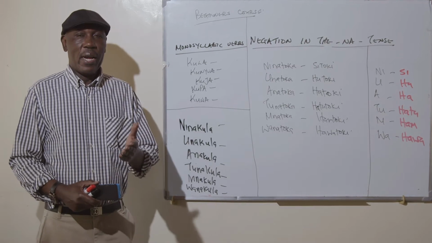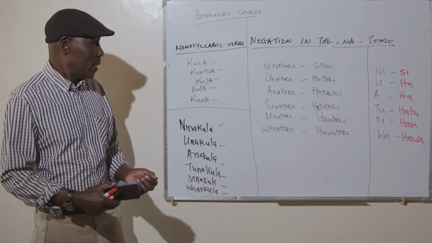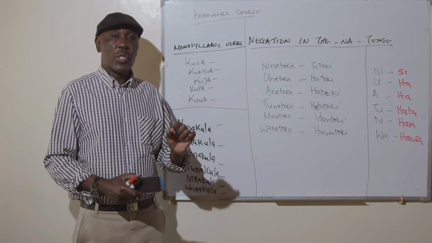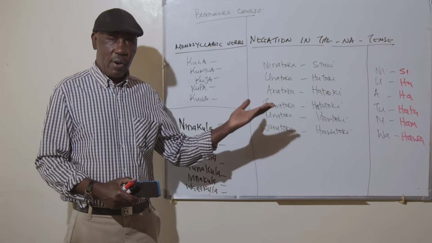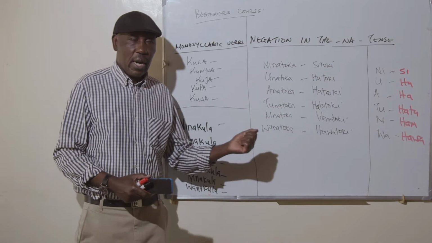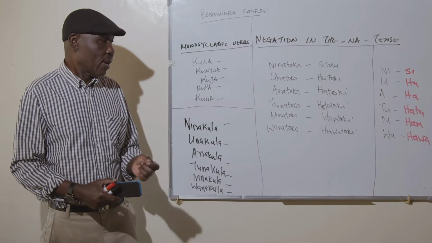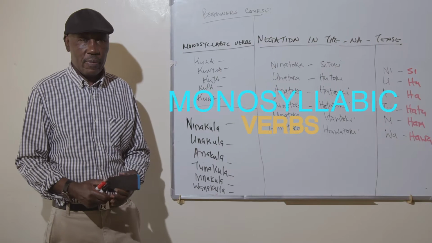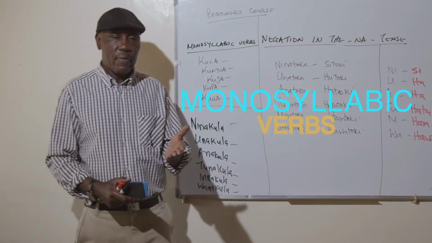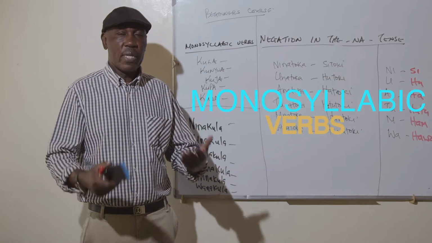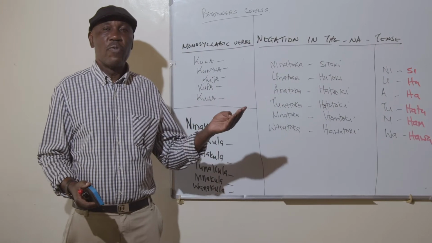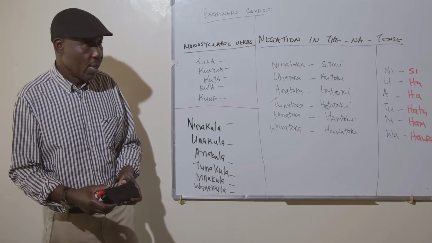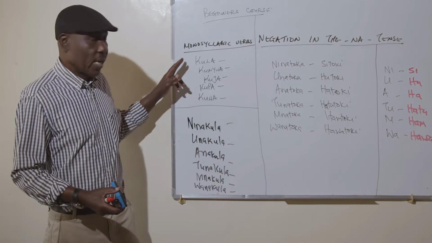Now, in our lesson today, I'm going to introduce more verbs that we didn't mention in our last lesson. The verbs I'm going to talk about today are monosyllabic verbs. The monosyllabic verbs are those verbs that you use with the infinitive ku when you conjugate. Now, here is a list of the verbs.